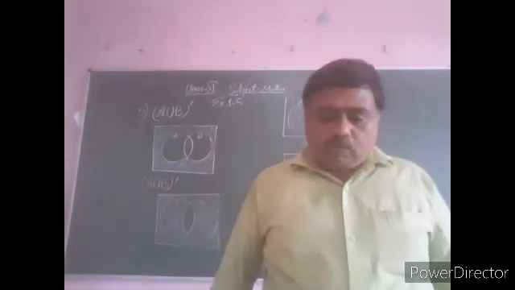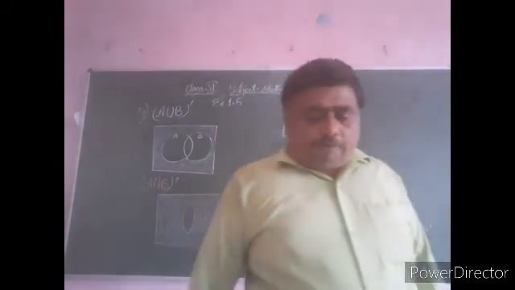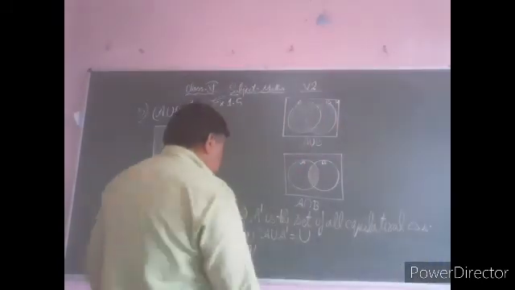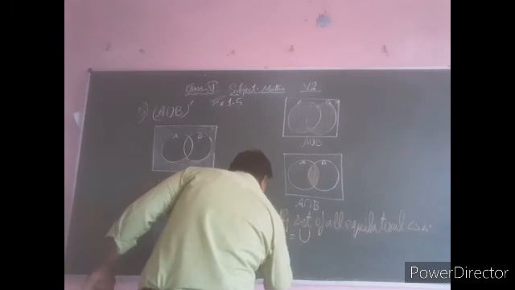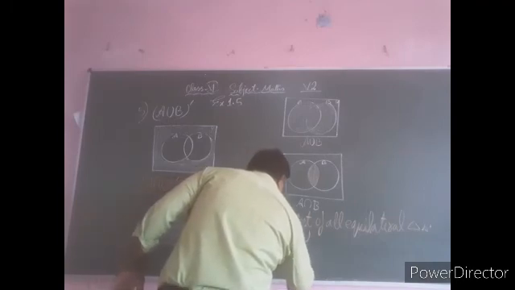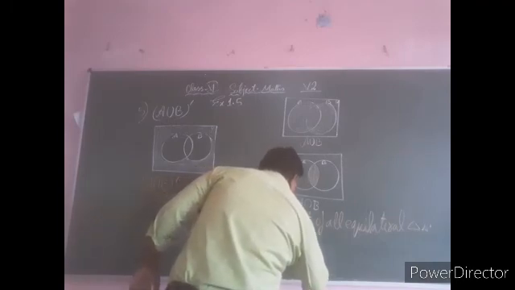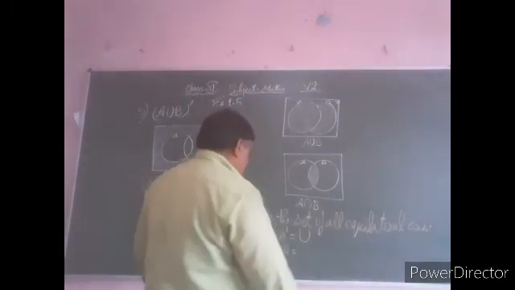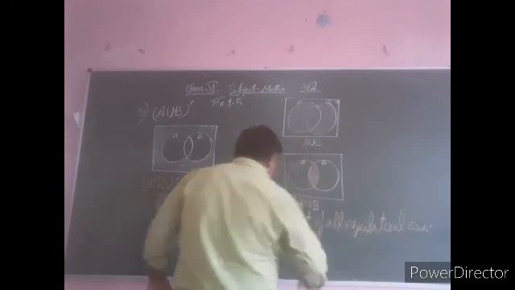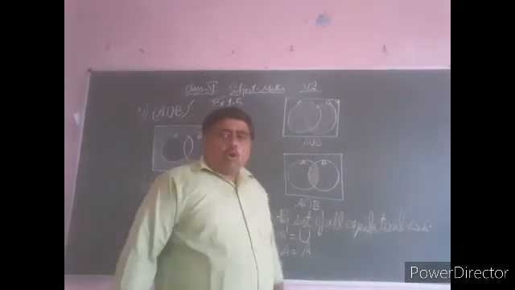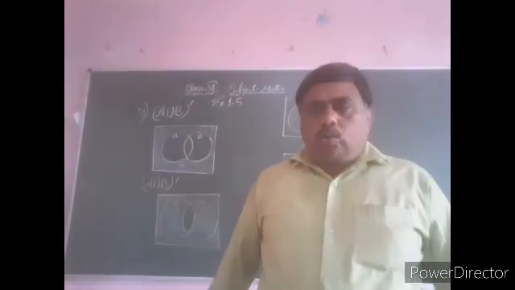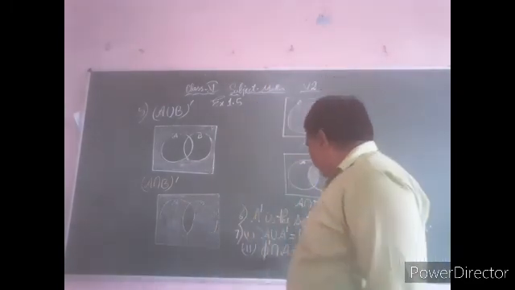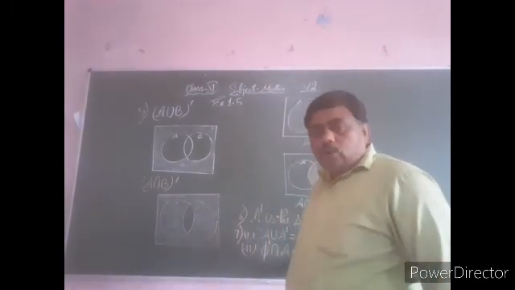Second one, complement of phi intersection A. Phi complement intersection A is equal to A, because phi complement is equal to U and U intersection A is equal to A.